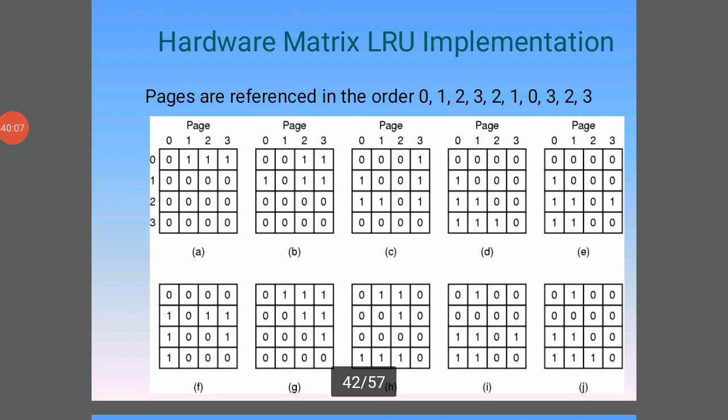The hardware matrix LRU implementation. See the diagram. The hardware matrix pages are referenced in the order 0 1 2 3 2 1 0 3 2 3. Page 1 and page 2 are pages whose information is stored in the memory areas. The number of pages store the information, and the first page will be replaced by the next page. They are automatically changed one page by one page. So this is the information on page replacement.